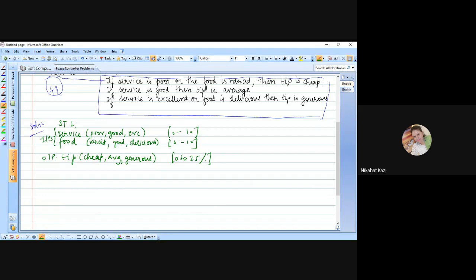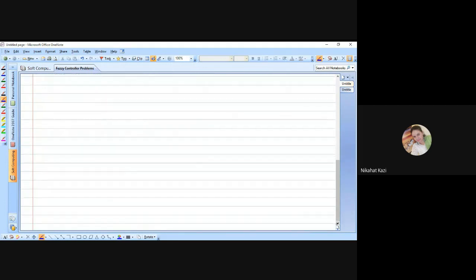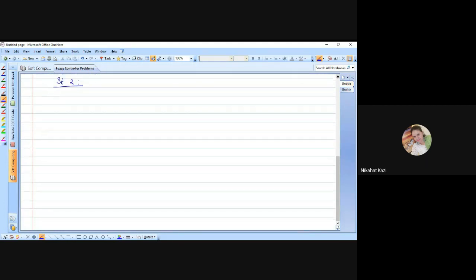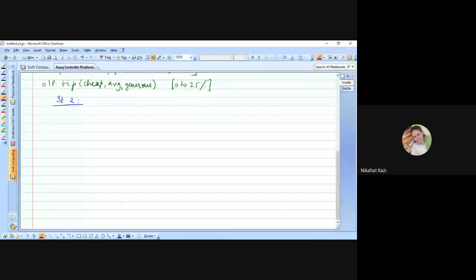On the basis of this, we can have step 2. What is step 2? Step 2 is basically fuzzification. So for fuzzification, you will have the graphs with you. You can choose some other ranges. I'm choosing some ranges. If you follow this, we'll get the same answer.